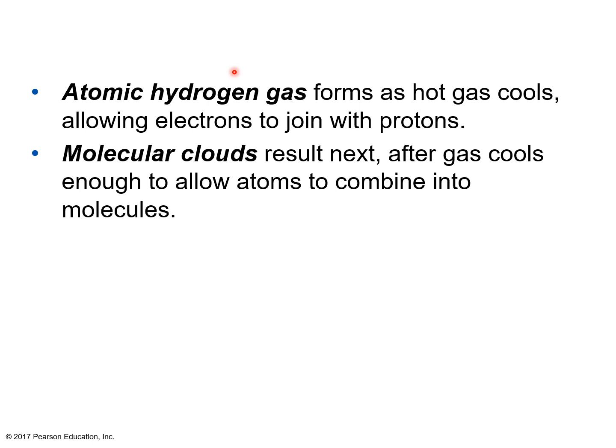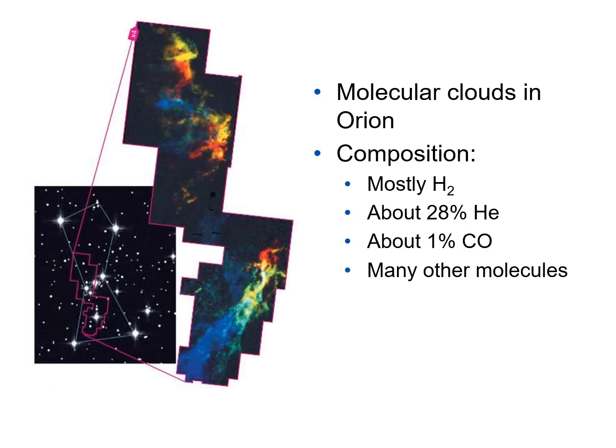Now, as time goes on, this gas cloud will continue to cool, and it gets cool enough so that it allows atoms to combine into molecules. And then we have molecular clouds. This shows some molecular clouds in the constellation Orion. You see the Orion constellation, and in Orion's sword, we have various molecular clouds, and these are stellar nurseries. This is a region where stars are actively being formed.